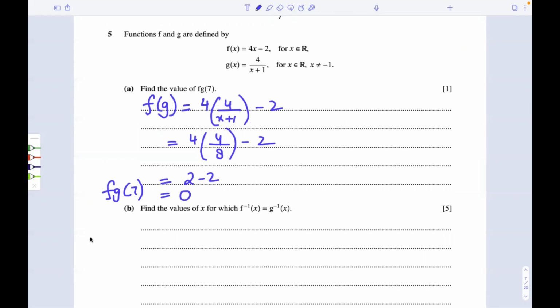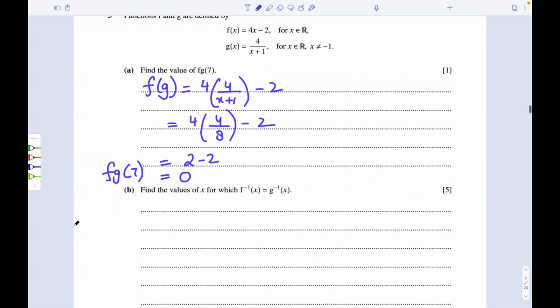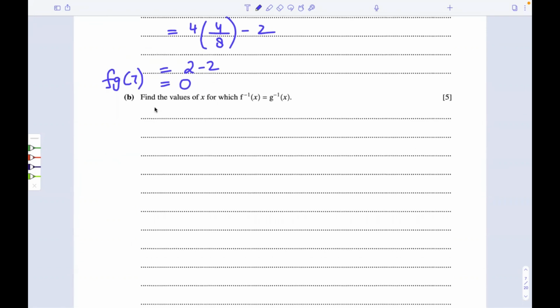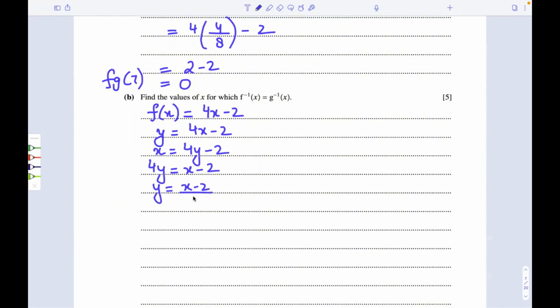In the next part, we have to find the values of x for which f inverse of x is equal to g inverse of x. To do that, the first thing we need to do is find the inverse of f and the inverse of g. The step to find the inverse is, first of all, we write the function f, which is 4x minus 2. We can replace f of x with a y, and as we are finding the inverse, we'll switch the y value with x and the x value with y, and finally by making y our subject, we'll get the inverse of the function. So f inverse is x minus 2 upon 4. So we can write f inverse of x is equal to x minus 2 upon 4.